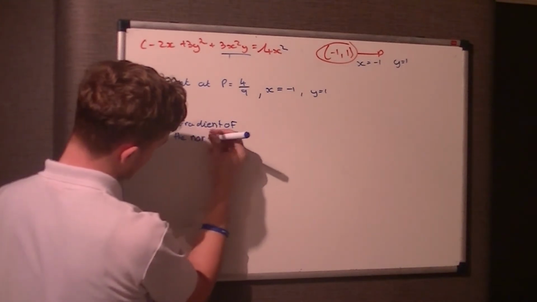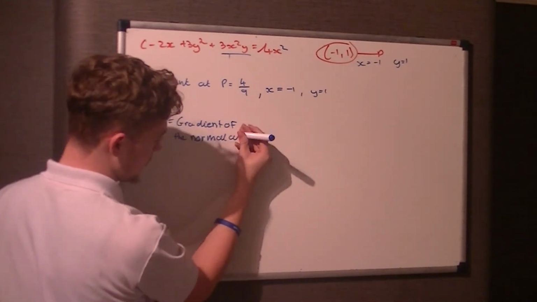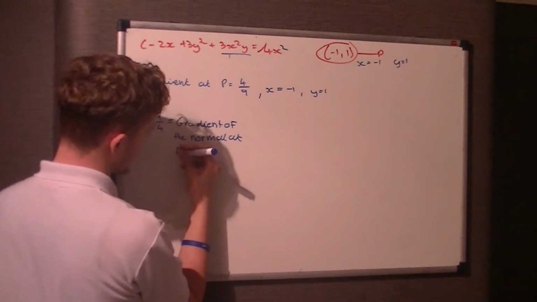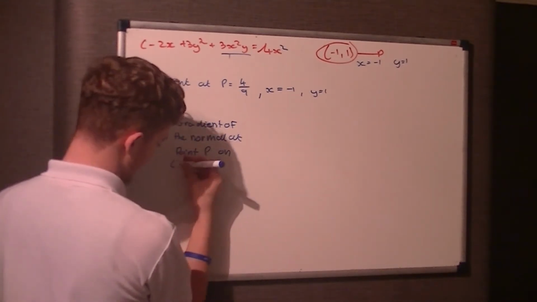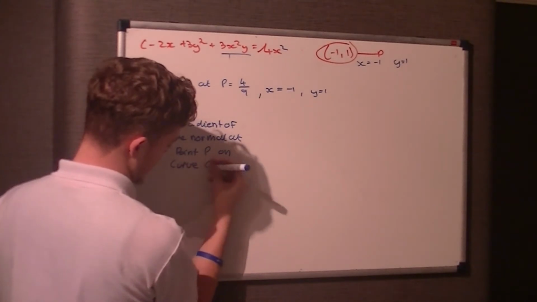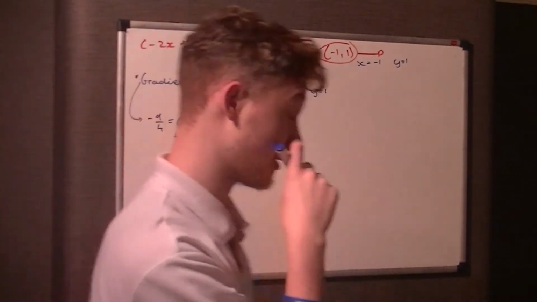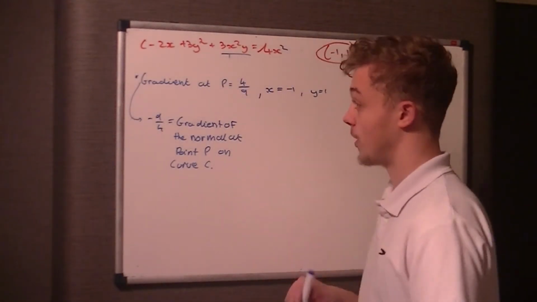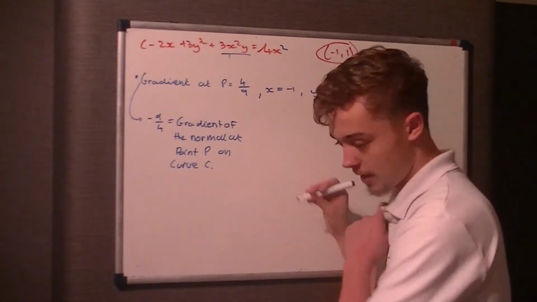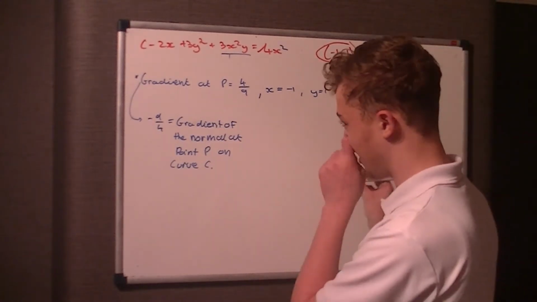at P, at point P on curve C. Now you don't have to put all that, as I said, you just put the gradient is equal to negative 9/4. But I just like to waste some time. So we follow now the standard equation of the line.